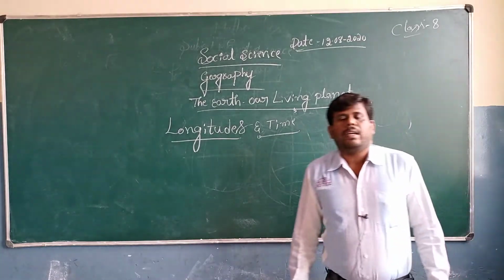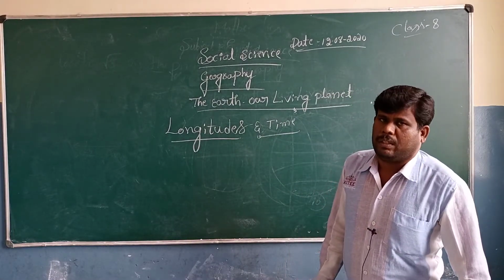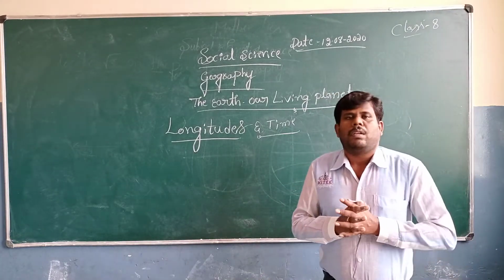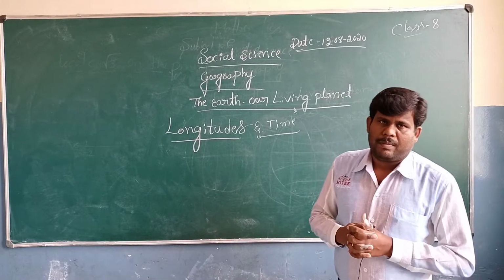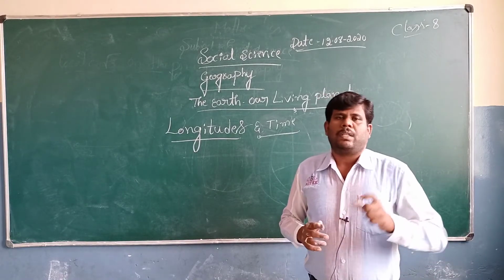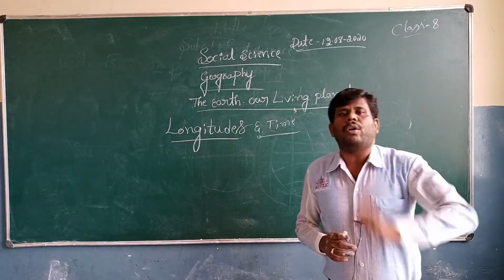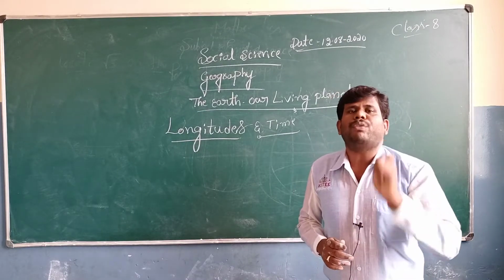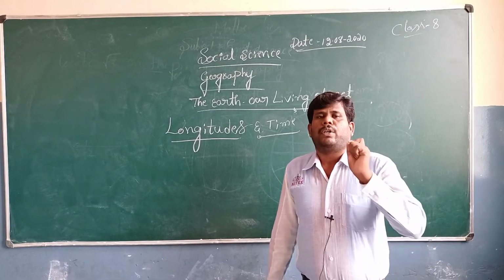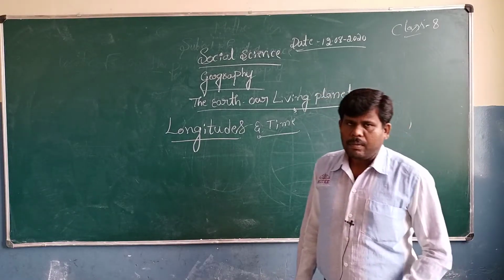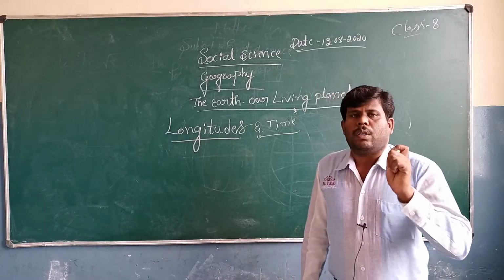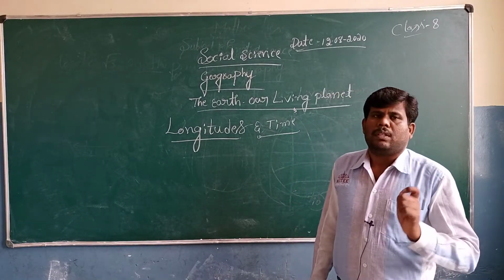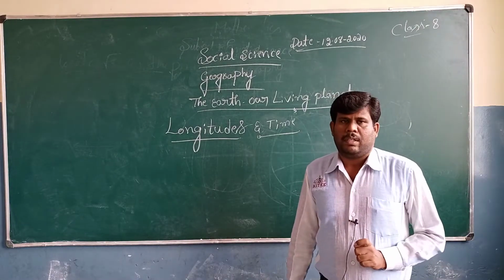Yes. Okay. We know this. There is a close relationship between time and longitudes. We know that Earth is rotating on its axis with a period of 24 hours. And there are 360 longitudes on the Earth.